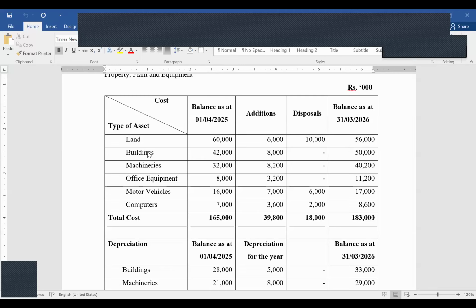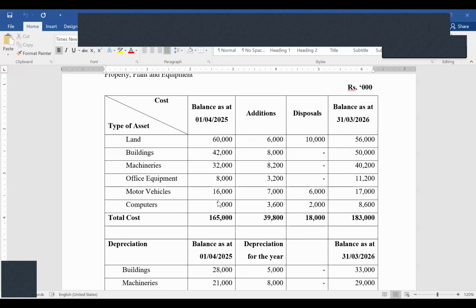Then this person has buildings. At the beginning of this year of assessment, 42 million worth of buildings were there. Then during the year of assessment, 8 million worth of buildings were also purchased. The balance is 50. Then machinery: 32 million worth of machines were there. Then during the period they purchased another 8.2 million of machines. Then office equipment: 10 million of office equipment was there in the beginning. Then during the period that person purchased 3.2 million of assets. Then motor vehicles: 16 million of motor vehicles were there. During the period they purchased another 7 million of vehicles and sold 6 million worth of vehicles. The balance is 17.